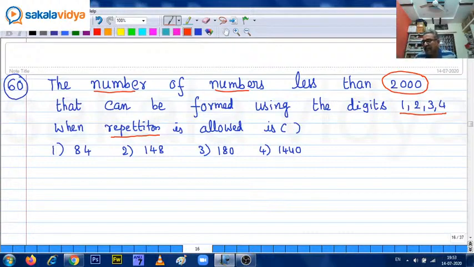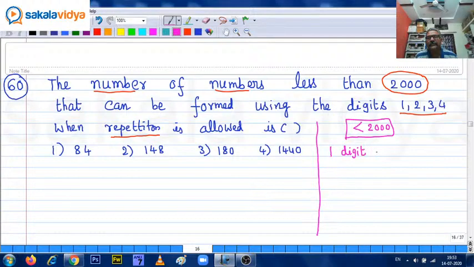That means they are more than 2000. So in order to restrict to less than 2000, first we find 1-digit numbers, 2-digit numbers, 3-digit numbers, and the 4-digit numbers which begin with 1. That's all, that will be the answer. So let us do it now. Less than 2000 is an important condition, need to remember. First 1-digit numbers: 4 only. Obviously 4, no other chance.